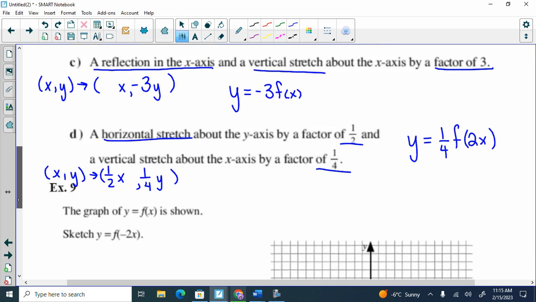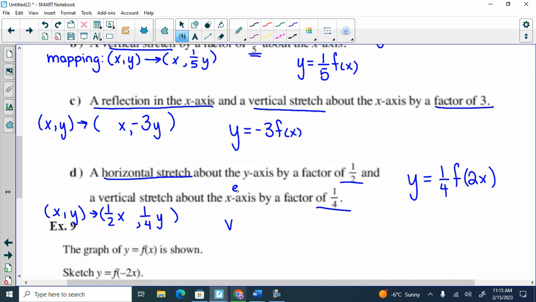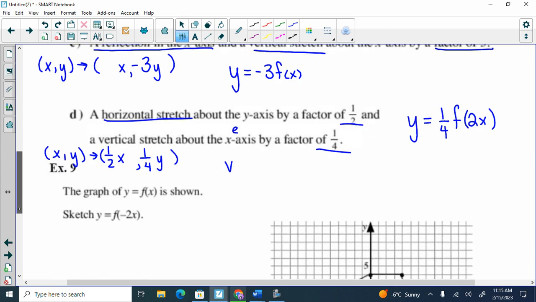So we'll do a little summary for ourselves here. We're going to go vertical. Oh, thank you, board. What the heck?